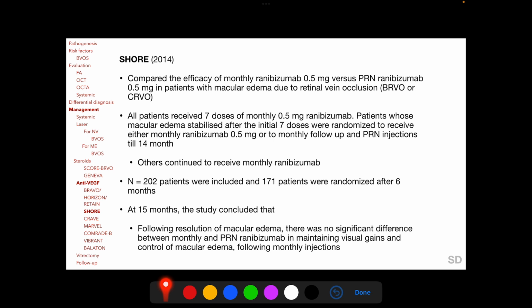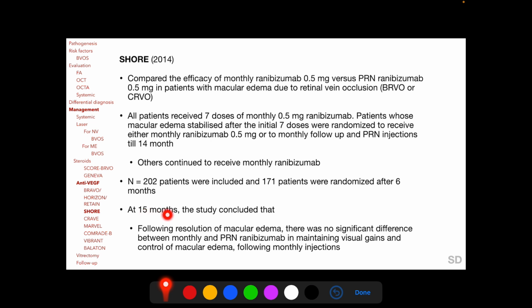The SHORE study compared the efficacy of monthly ranibizumab versus PRN ranibizumab in patients with macular edema due to retinal vein occlusion, either BRVO or CRVO. In this study, all patients received initial 7 doses of monthly 0.5 mg ranibizumab, following which patients whose macular edema stabilized after the initial 7 doses were randomized to receive either monthly ranibizumab 0.5 mg or monthly follow-up and PRN injections till 14 months, and the remaining patients whose macular edema did not stabilize after the initial 7 doses of monthly ranibizumab continued to receive monthly ranibizumab.